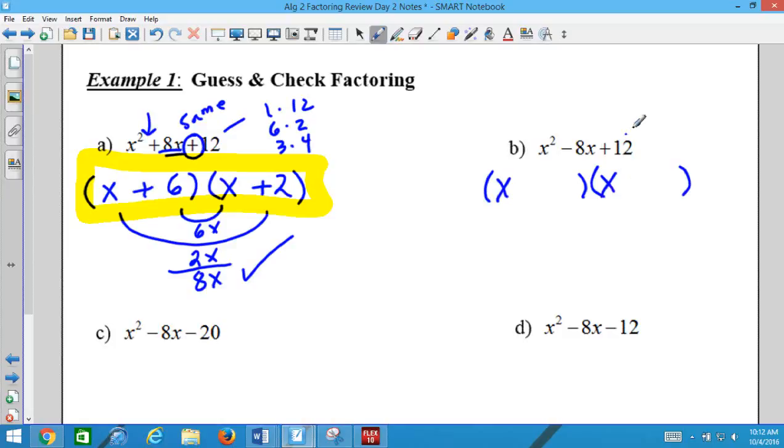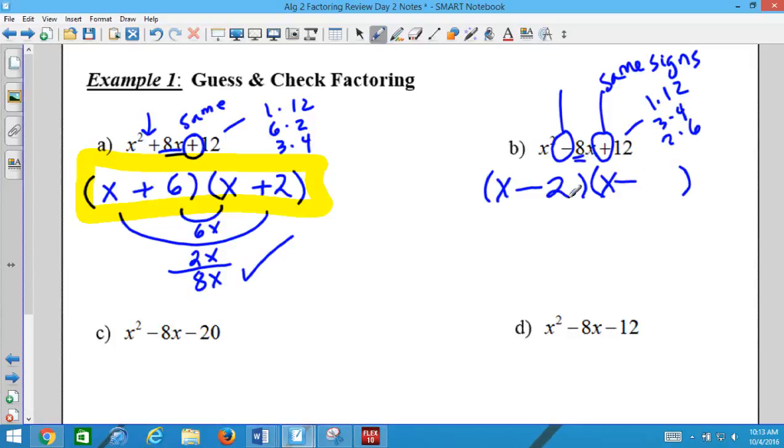Question B has a 12 here. 1 and 12, 3 and 4, 2 and 6, any of those options. Negative 2, negative 6. Question B has a plus sign here, meaning same signs, and then negative here, meaning that's what the signs are. So what 2 numbers could we possibly use to give us 8 in the middle? 2 and 6? Let's check and make sure we did it right.